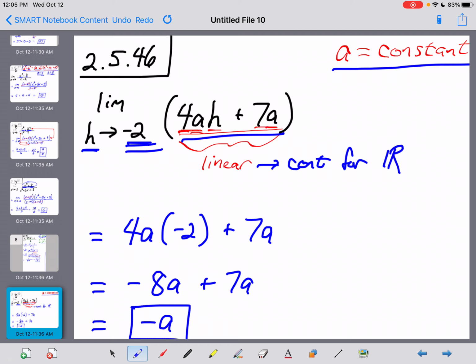The value of this limit depends upon the value of a, whatever that constant is. But since we don't know what a is, we're going to express our answer in terms of a, meaning that the value that you choose here is going to impact the final answer. But that's as good as we can do with it for right now. So that's number 46.